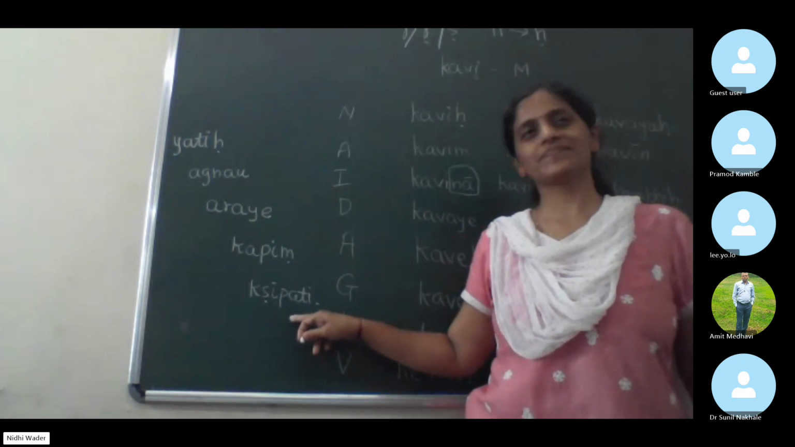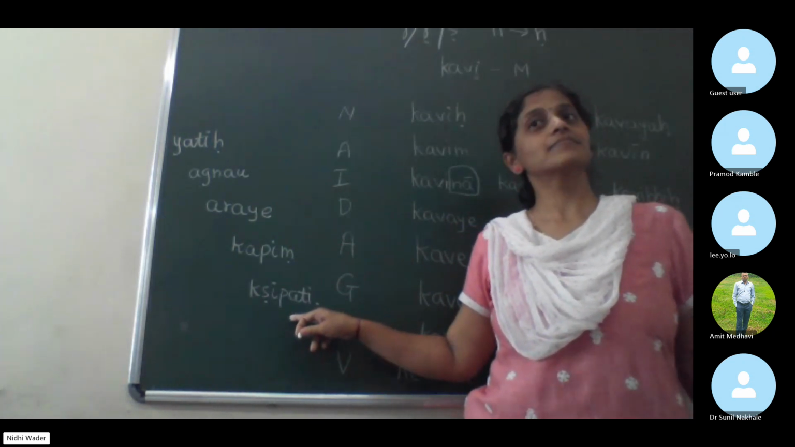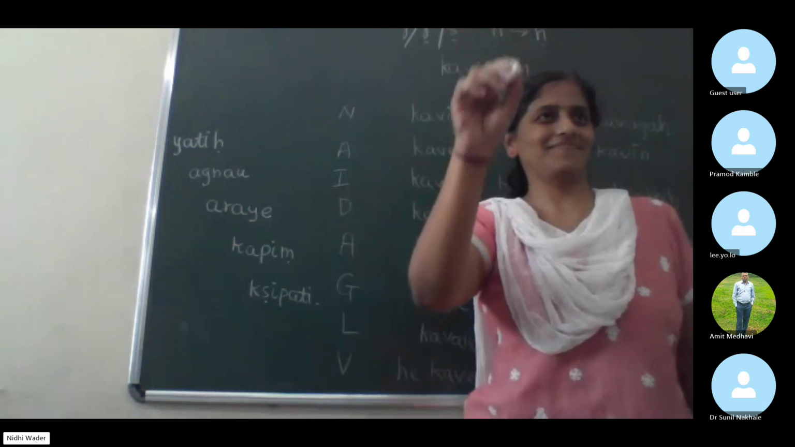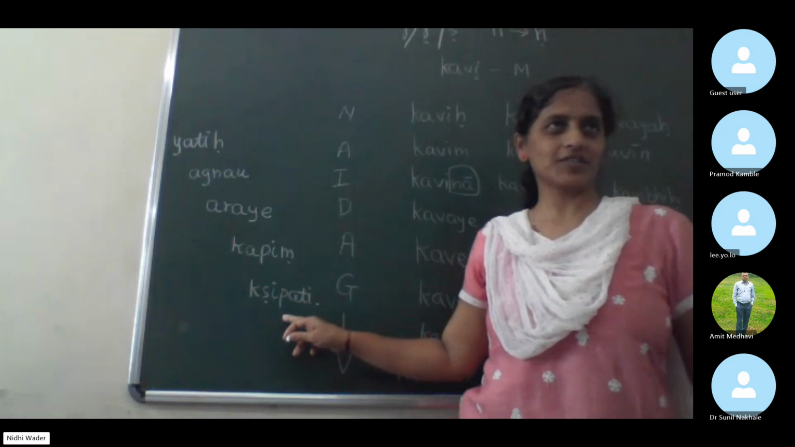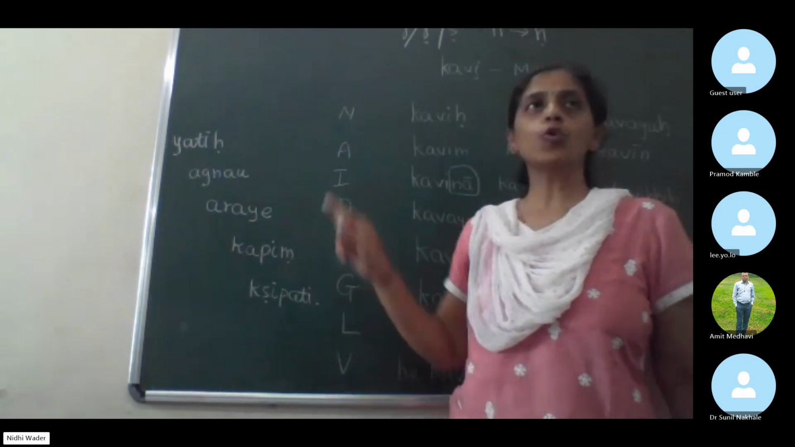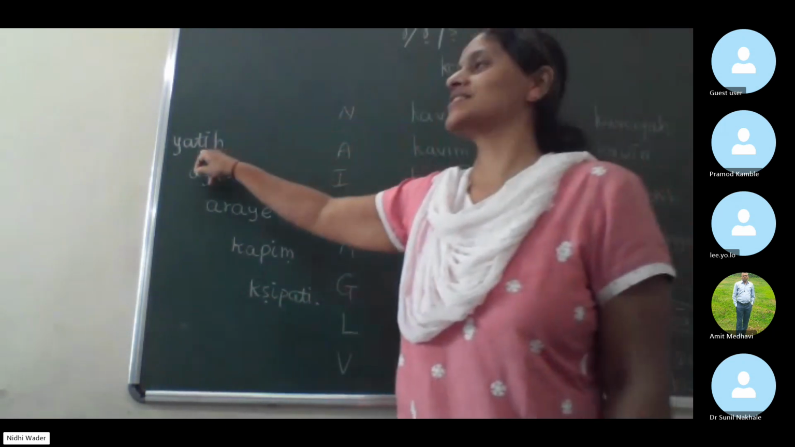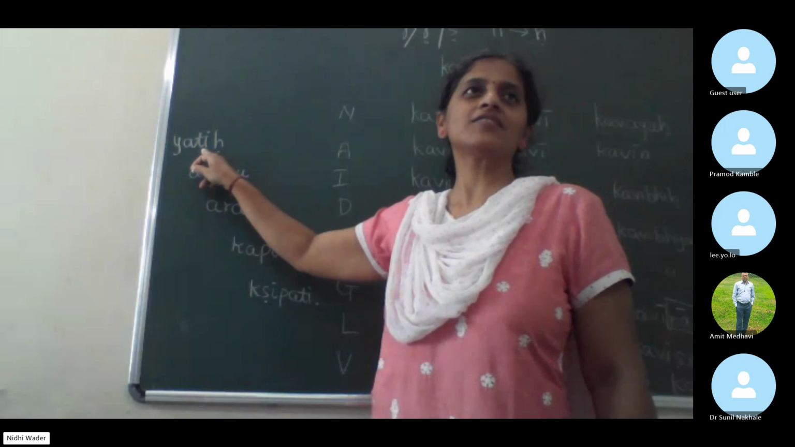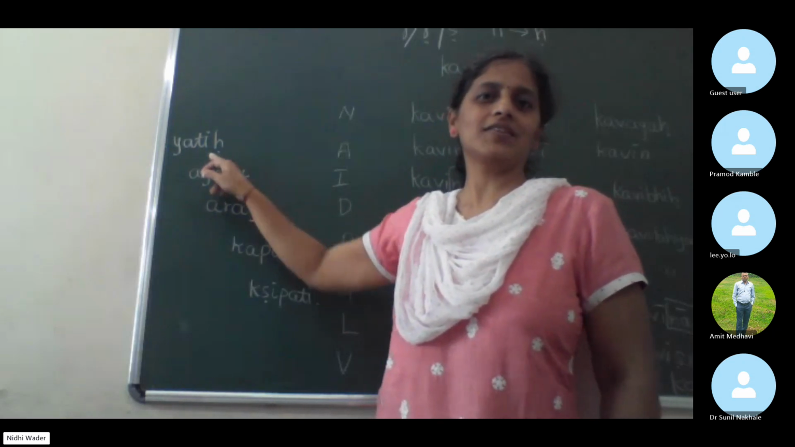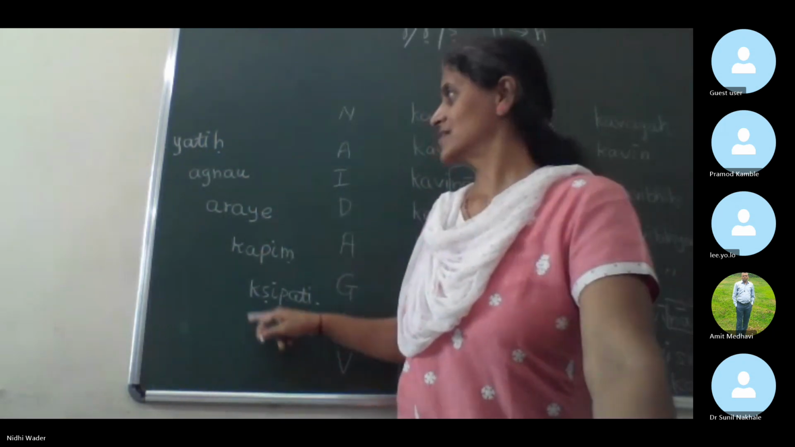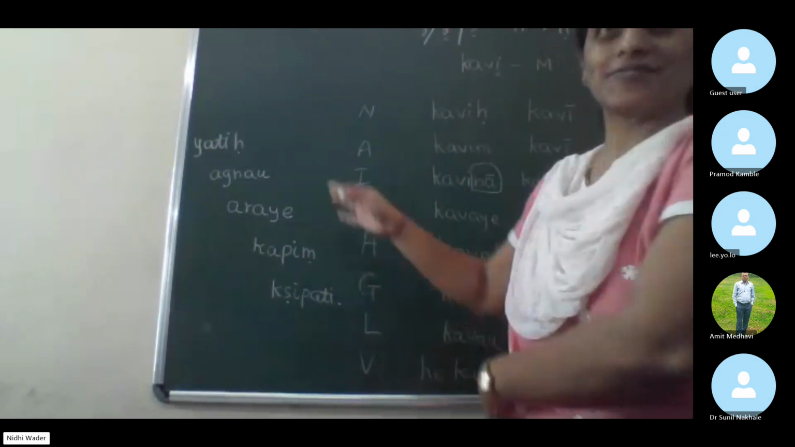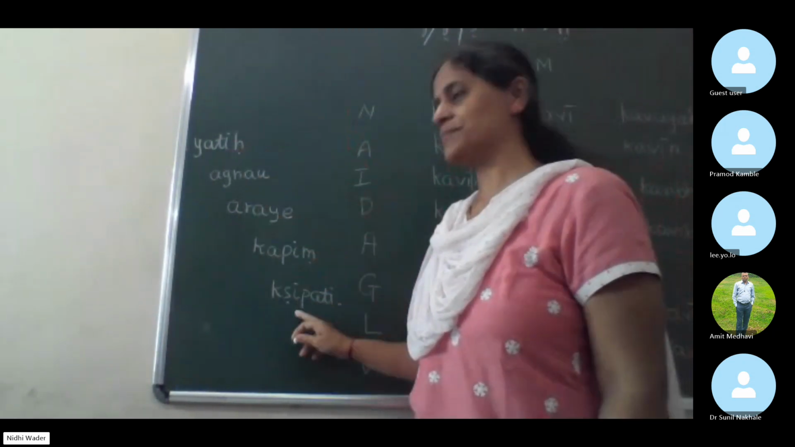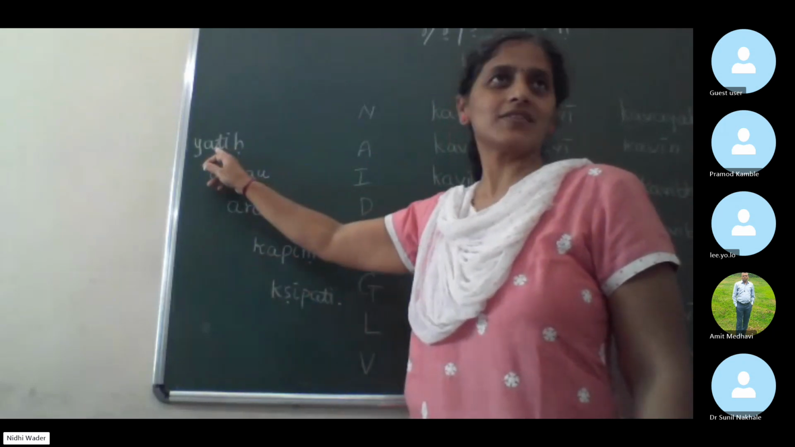What is Kshipati? Kshipati, everyone knows now what is Kshipati. Who throws? Yatihi. So Yatihi is used in nominative. Yatihi Kshipati. This is the same tense. I have written it in this way because there is no place. Nominative because it's a subject. Yatihi throws.